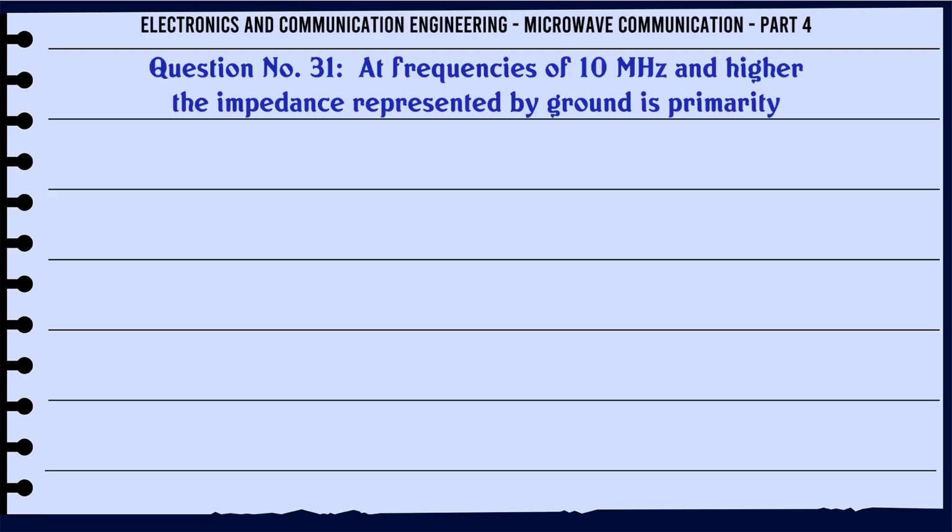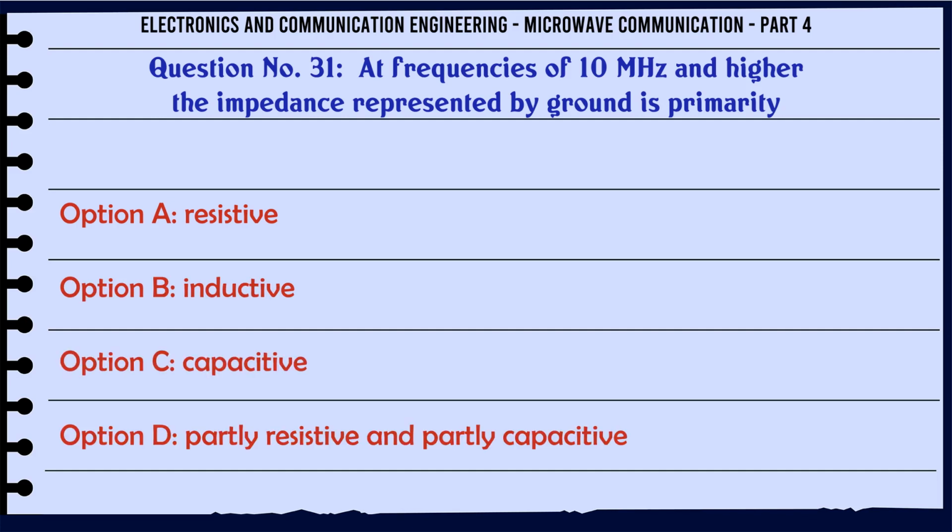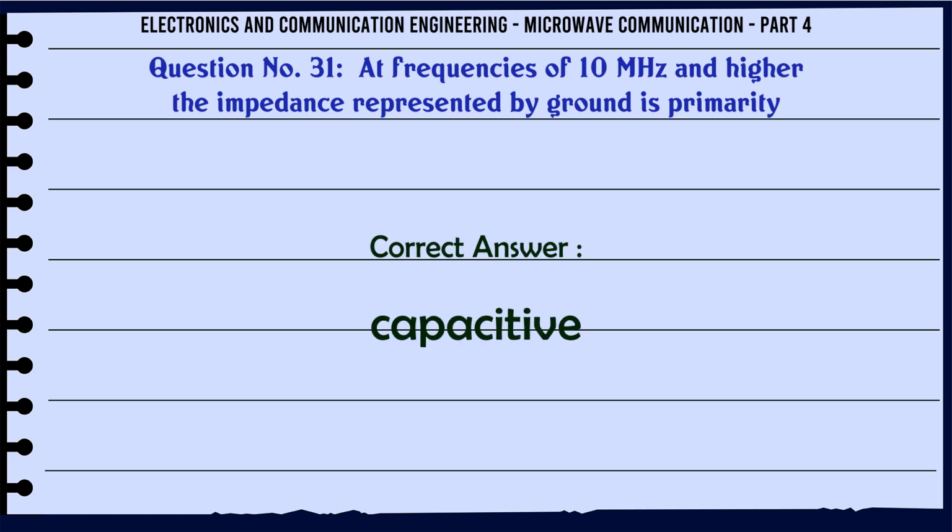At frequencies of 10 MHz and higher, the impedance represented by ground is primarily A. resistive, B. inductive, C. capacitive, D. partly resistive and partly capacitive. The correct answer is capacitive.